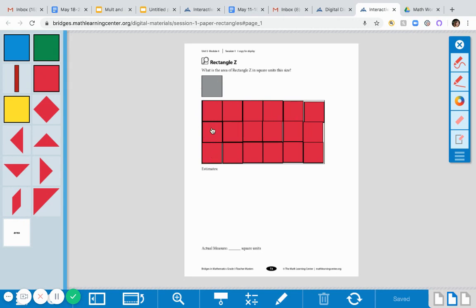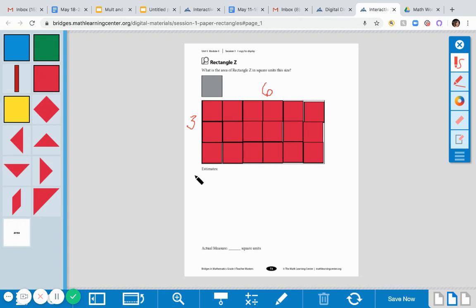So here we have 1, 2, 3. So we will put 3. And then on the top, we have 1, 2, 3, 4, 5, 6. So we either have 3 groups of 6 or 6 groups of 3. We have 6 tiles this way, 3 6s, and this way we have 6 3s. And we need to figure out how many total tiles we have in order to find the area.